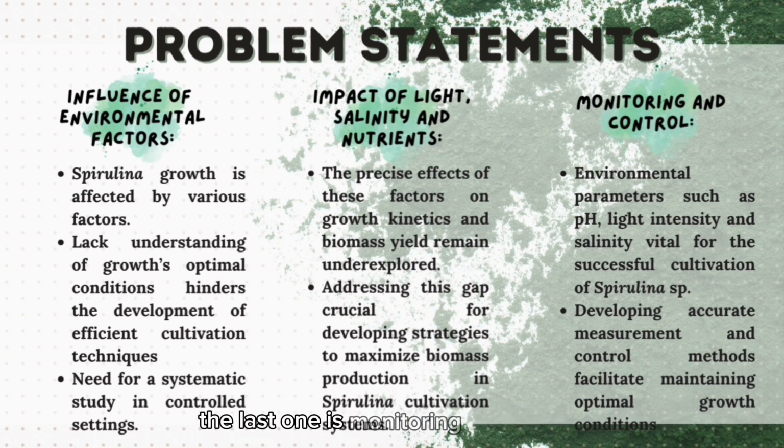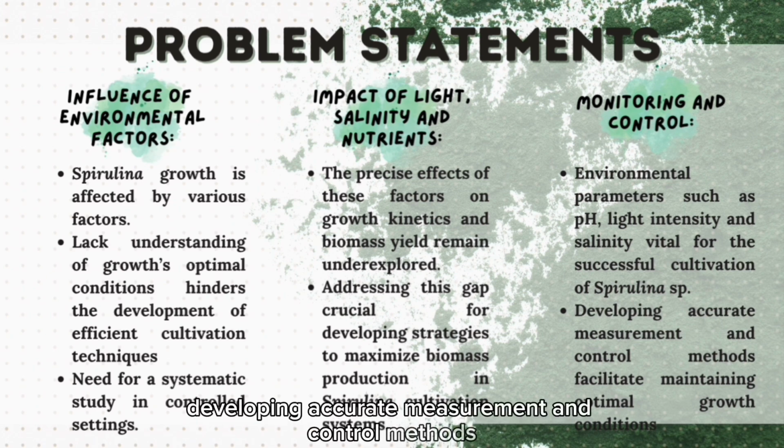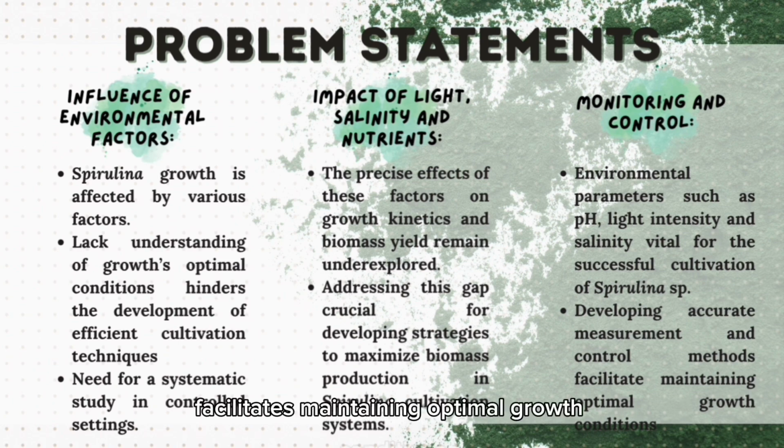The last one is monitoring and control. Environmental parameters such as pH, light intensity, and salinity are vital for the successful cultivation of spirulina species. Developing accurate measurement and control methods facilitates maintaining optimal growth conditions.